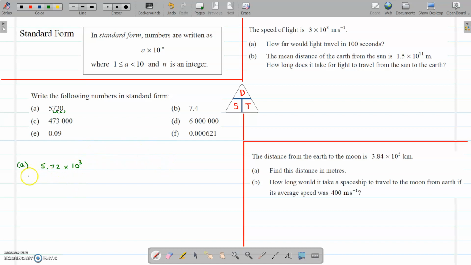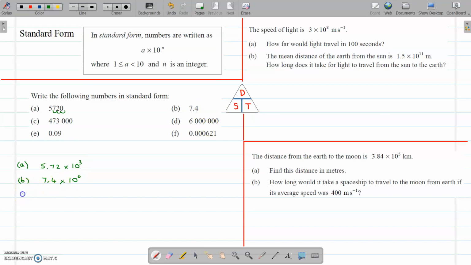Now, in question B, we just have 7.4. That's an interesting one because, of course, 7.4 is already a number between 1 and 10. So we don't need to do anything other than multiply it by 1, and to achieve that in standard form, we multiply by 10 to the power 0. And that's now in standard form. In practice, you wouldn't really be writing numbers like that in standard form because it's only really useful for writing very large or very small numbers.